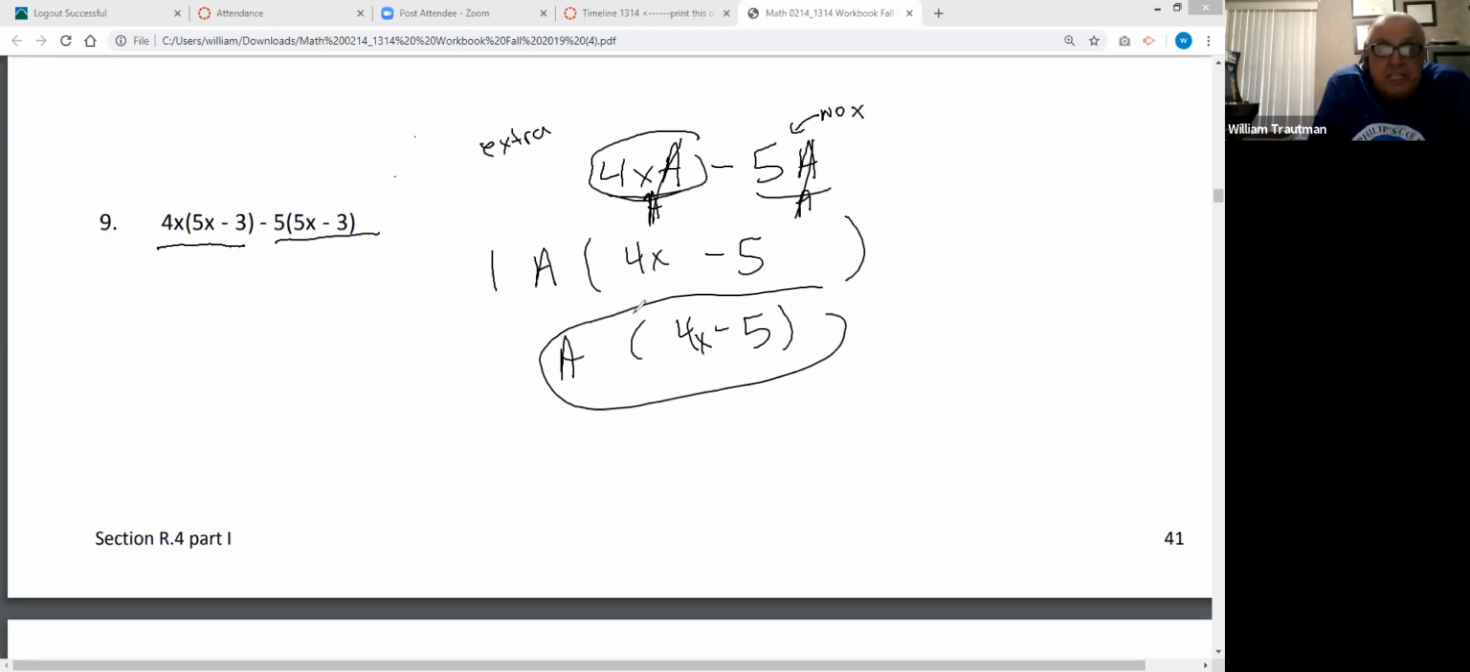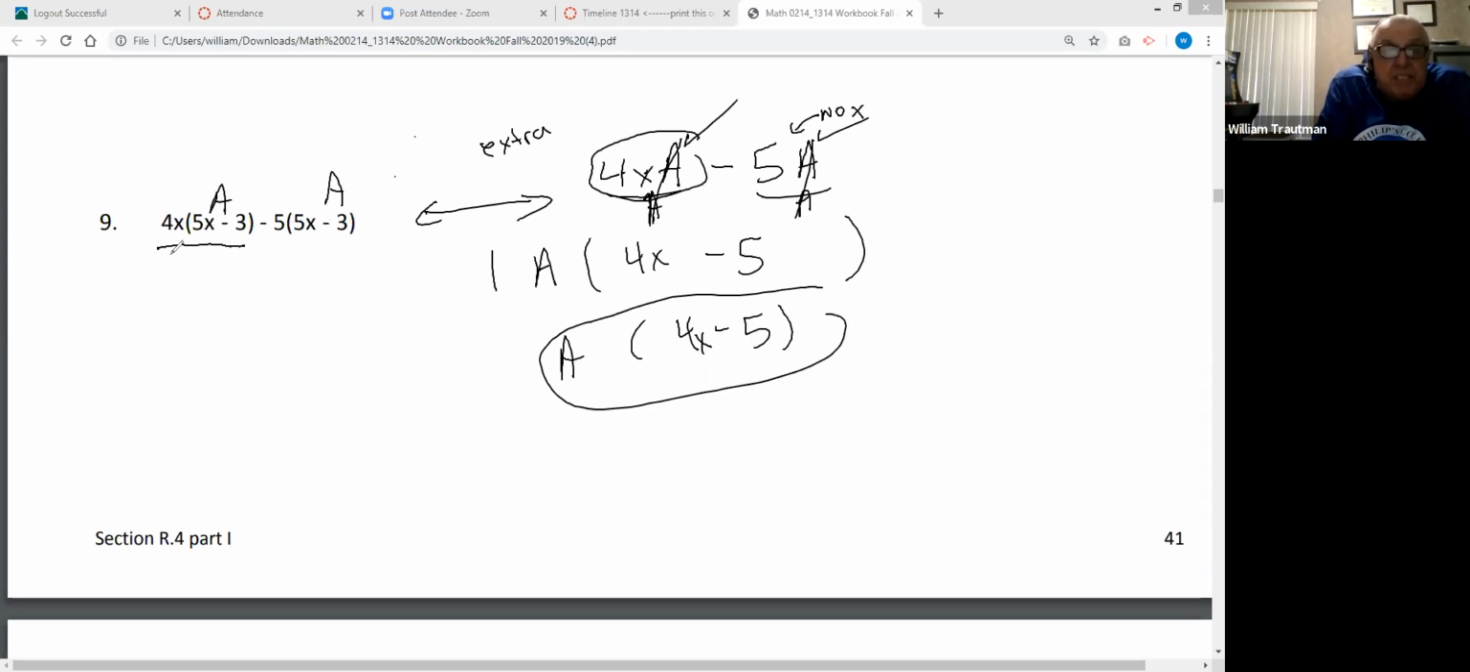Now, look at these two problems. This parentheses, it doesn't matter what's in the parentheses. I could call it big A. 4x big A minus 5 big A. It's the same problem. I'm just calling the parentheses big A.